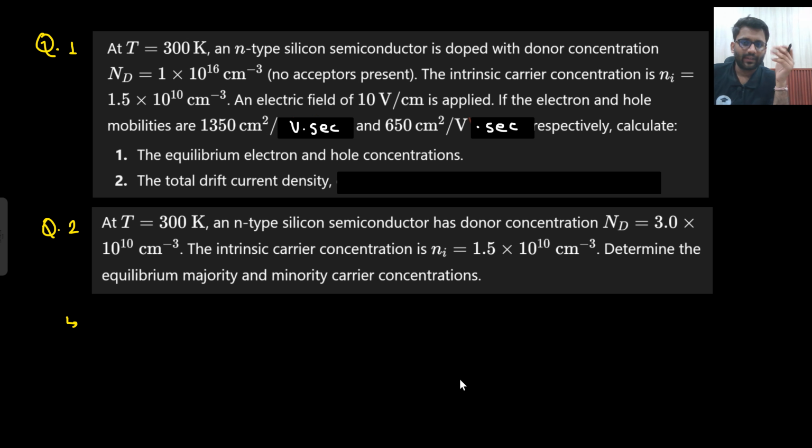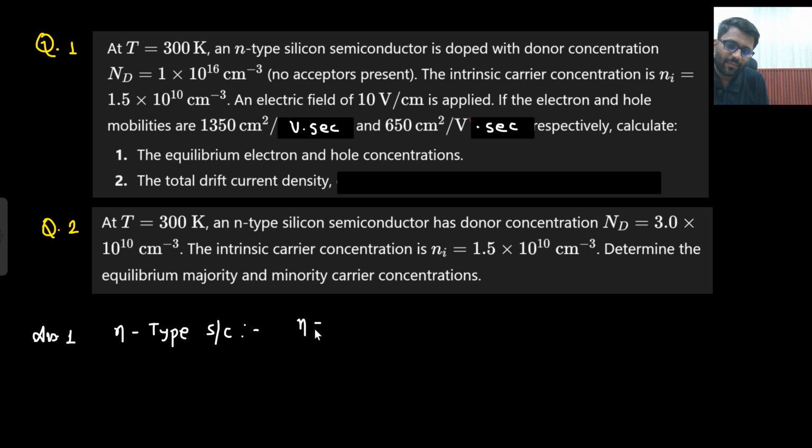At 300 Kelvin, n-type silicon semiconductor is doped with the donor concentration of Nd 10 to the power 16. Intrinsic carrier concentration is 1.5 into 10 to the power 10. Electric field is applied. Electron and hole mobilities are given. Equilibrium electron and hole concentration you need to find. So first thing I will see is n-type semiconductor. What is the answer of the first one?